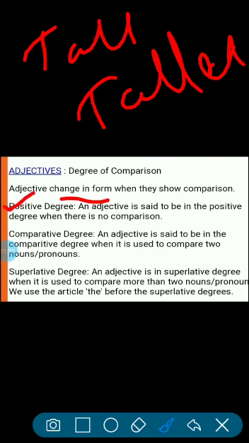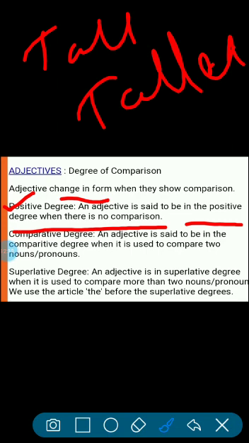So positive degree. What is positive degree? This is the term. This is the definition word that we have to use. An adjective or adverb, okay, is said to be in the positive degree when there is no comparison. It is the absolute form of that word we generally use. It is not used for comparison. All right. So that is positive degree.